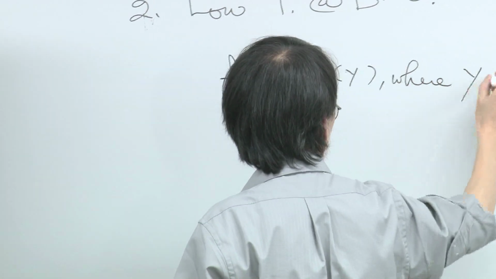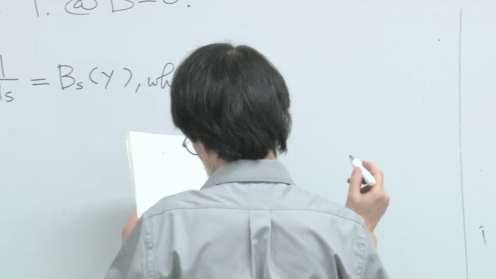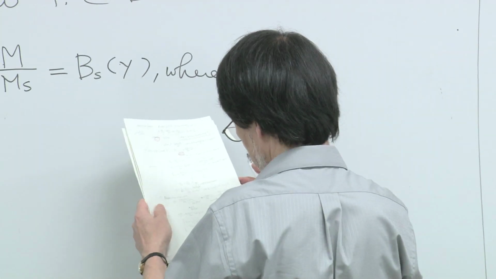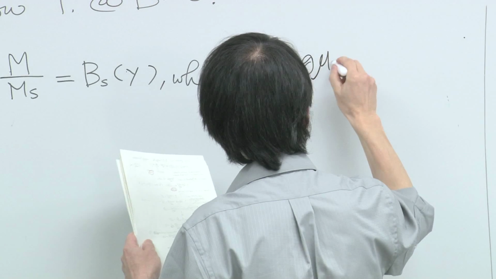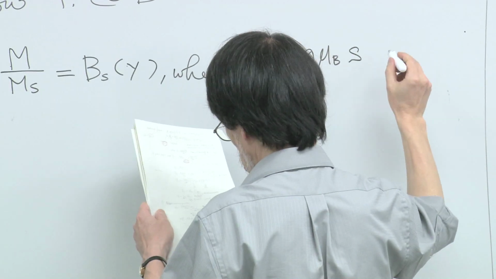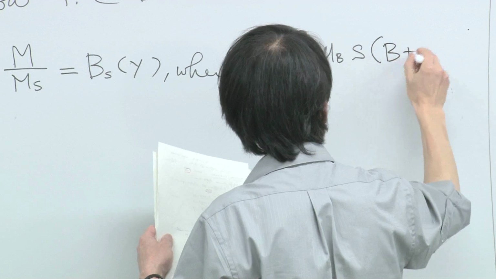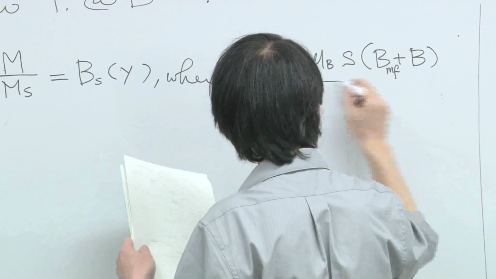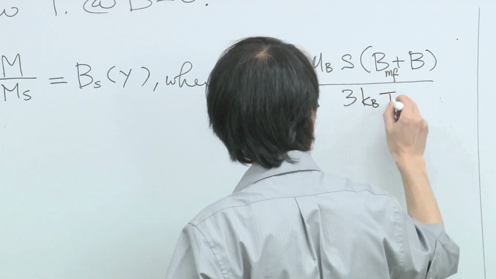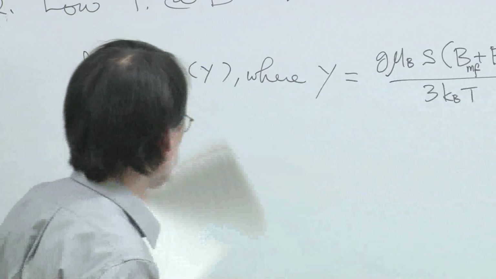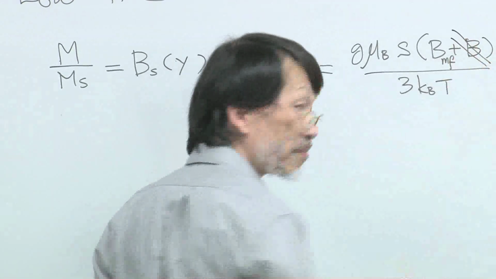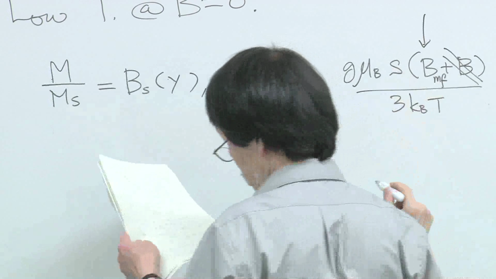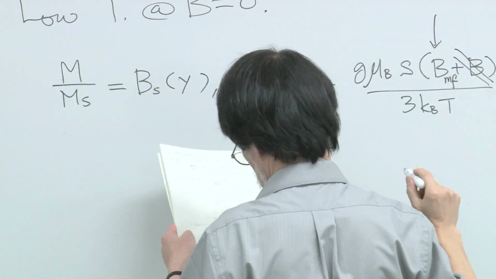this is the exact result in which y equals g times mu sub B times the spin quantum number S times B plus B mean field plus B, divided by 3 kBT. Okay? Now we are dealing with low temperature but field equals 0, so you drop that. Note that the B mean field is, where's the definition?